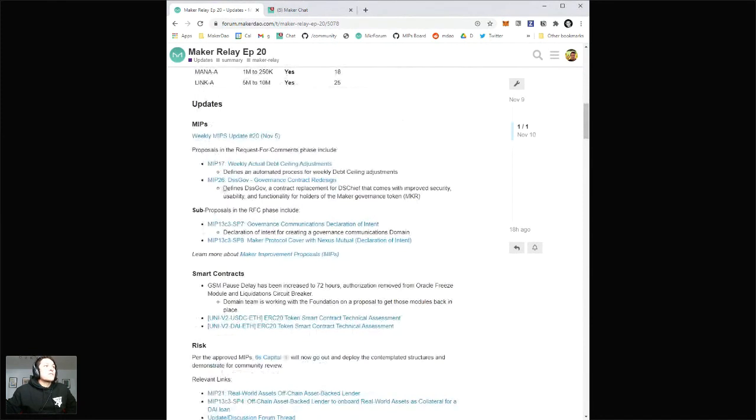MIP 26 is also in request for comments. I know that the team was trying hard to get it in for November, but in light of a bunch of stuff, it's still not ready, and it's definitely a really, really big deal. So the DSS Gov is the governance contract redesign. It is a replacement of DS Chief, and it's going to come with improved security, obviously like protection against flash loans, better functionality for MKR voters. There's really just a ton of really great stuff packed in here, so check it out. I know Derek Fossman did a couple presentations about it.